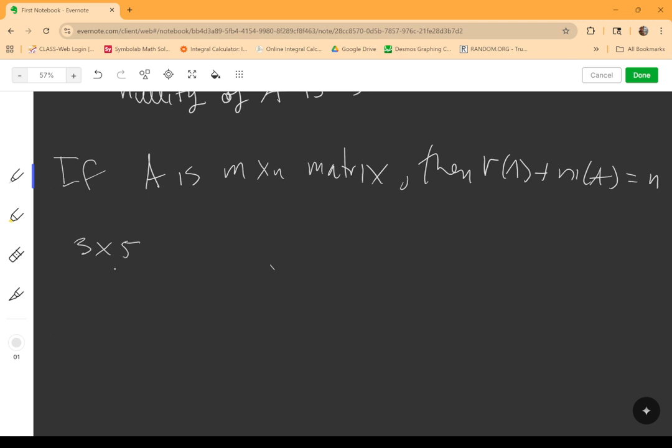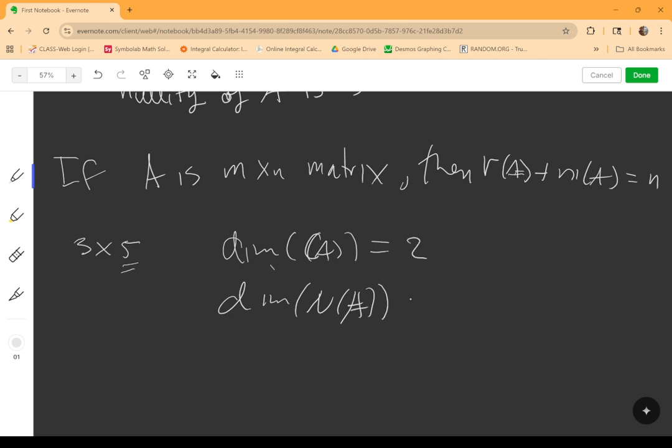matrix, right? Where this is our m, this is my n. All right, so in our previous example, our n was 5, and we did find the dimension of the column space of A was 2, and the dimension of the null space of A was 3. And again, 3 plus 2 is 5, which is the number of columns.